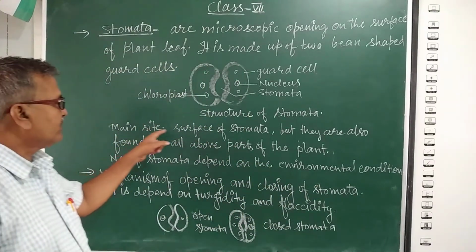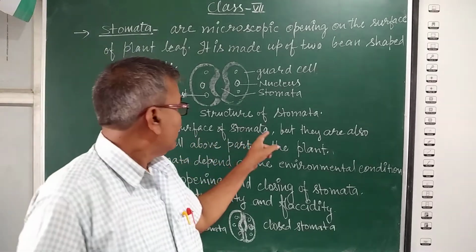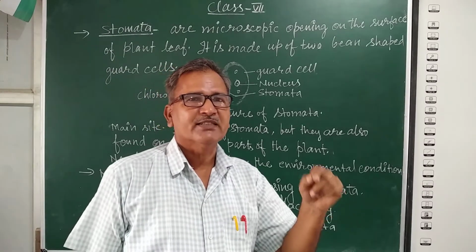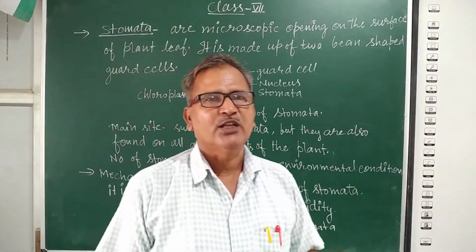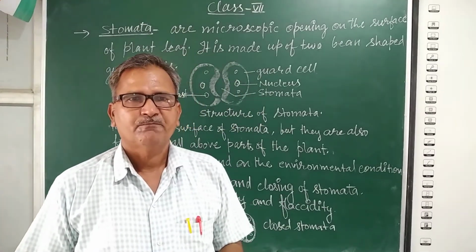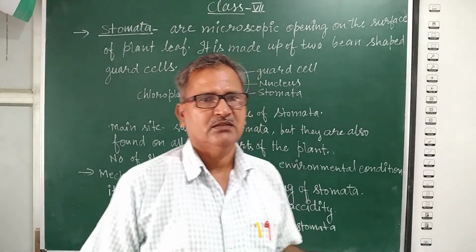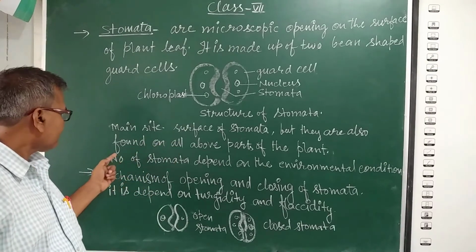The main site for the surface of the stomata. Stomata are mainly found on the lower surface of the leaf of the plant, but they may be found all over the plant. On the outer surface, they may be found.